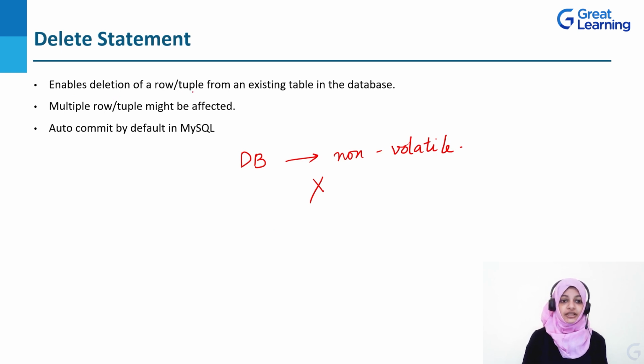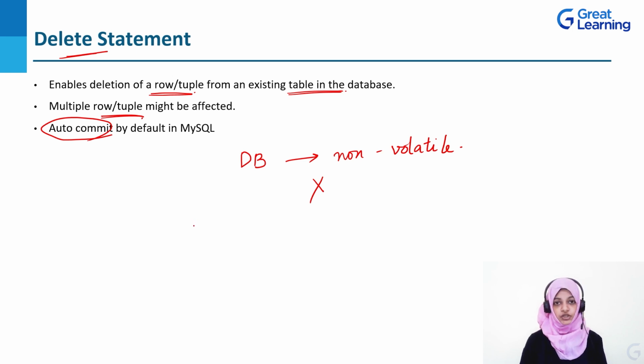So as we've seen, delete statements are going to actually enable the deletion of a complete row from a table in the database. Now, because there is a where condition in delete statements, there will be multiple rows which will be affected based upon the condition that we have provided there. As with other DML statements, we've got a by default auto commit in MySQL for delete statements also.